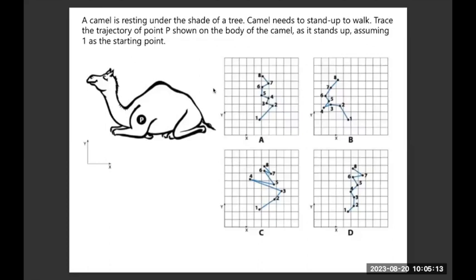What it suggests is a camel shown in a resting position under the shade of a tree. The camel needs to stand up to walk. There's a point P which is given here. You have to trace the trajectory of that point P on a graph which is provided to you. Is it clear? Try solving this first and then we will solve it together.